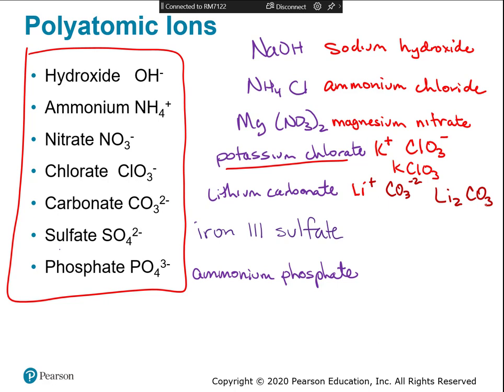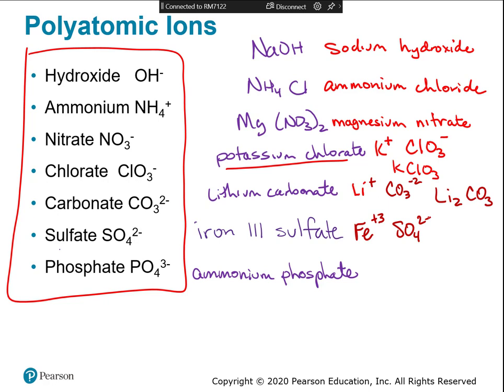So now, iron 3 sulfate. So what's iron? Fe. And the 3 tells me what? It tells me the iron is a +3. Remember, the Roman numeral tells me the charge. So Fe is a +3. And then sulfate. So sulfate is SO4, and the charge is -2 or 2-. They're the same, doesn't matter.